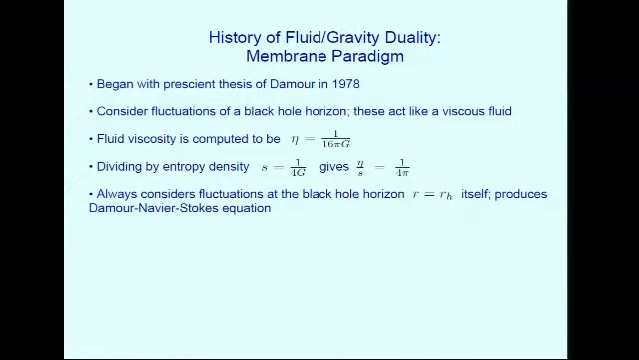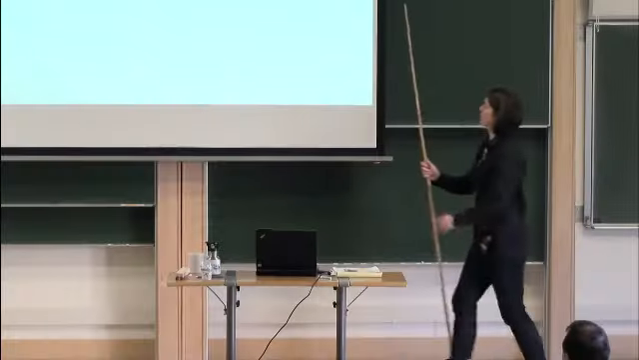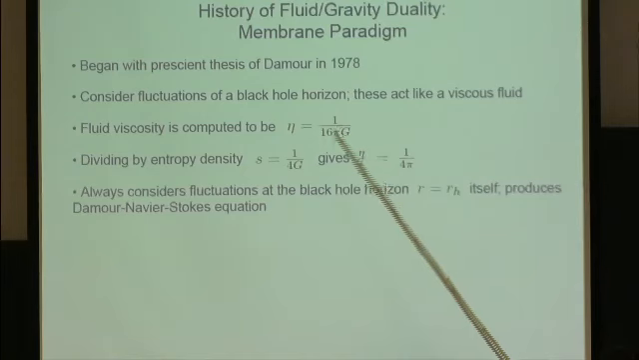They could compute the fluid viscosity. Since I have a stick, I'll go ahead and use it. And they got this 1 over 16 pi G. Of course, one can also easily compute the entropy density. You get a 1 over 4 G. Although he did not do the division, I think we can forgive him that and do the division ourselves to get that eta over s is 1 over 4 pi.